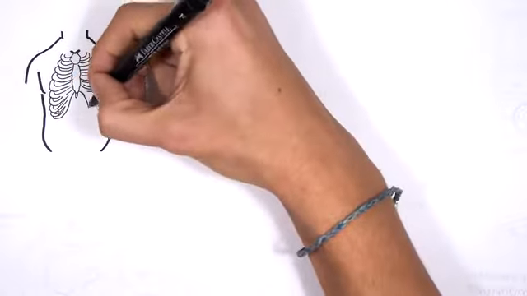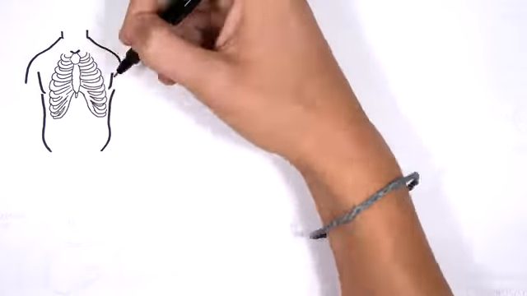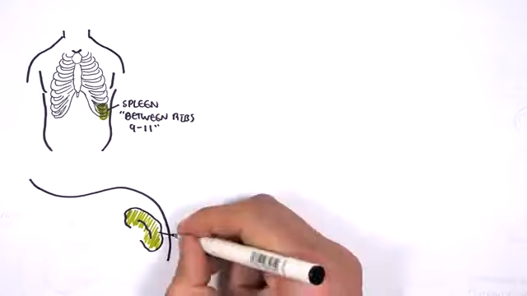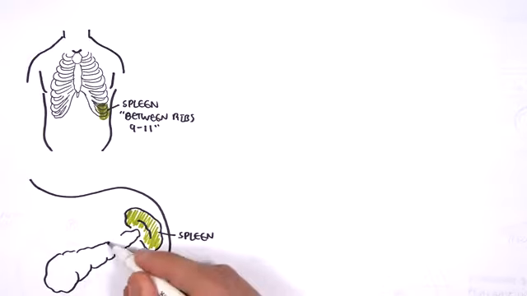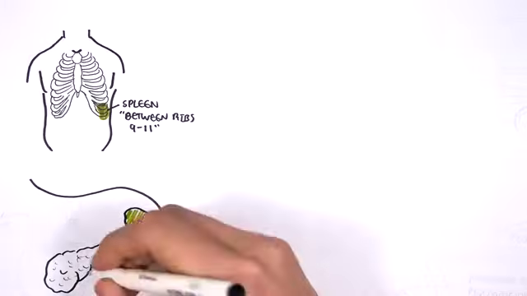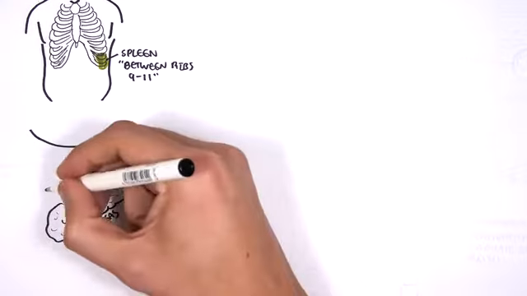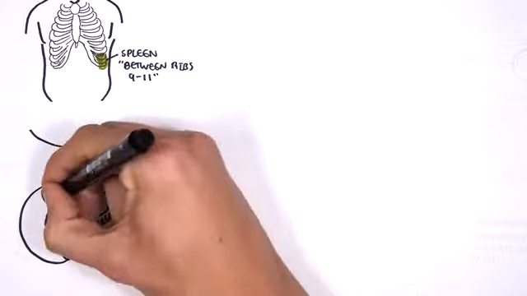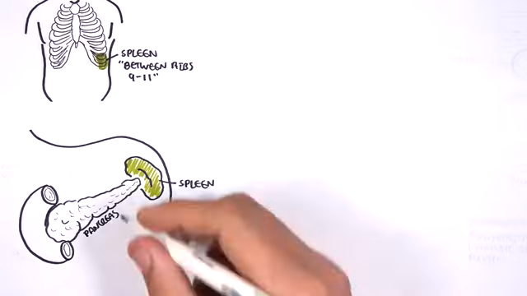The spleen is an intraperitoneal organ, not a retroperitoneal organ, and it lies in the left upper quadrant, under the diaphragm. So the tail of the pancreas also tickles the spleen, and here is the duodenum. The left kidney is below the spleen.